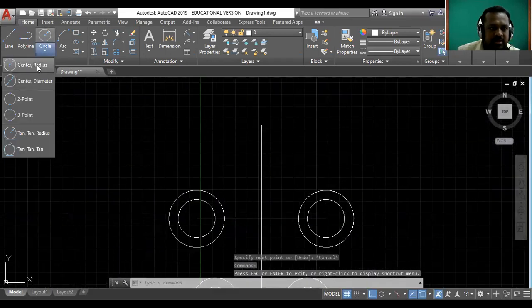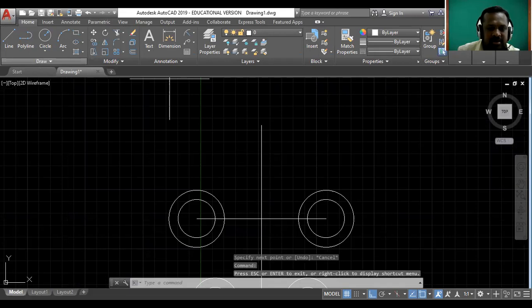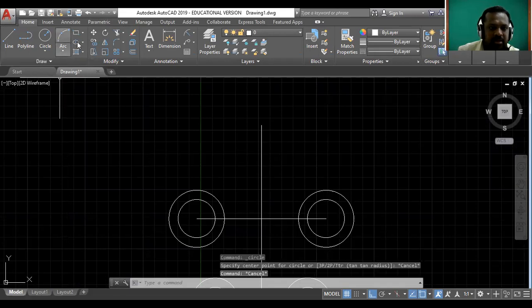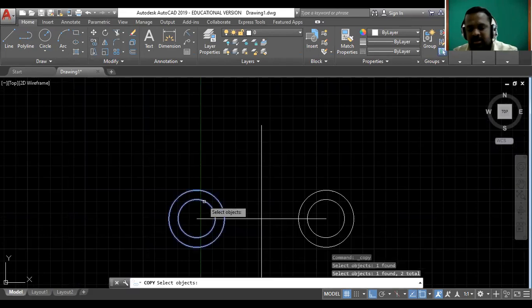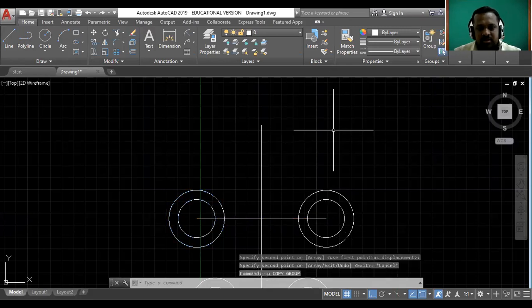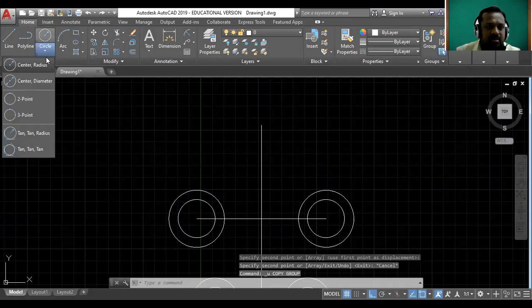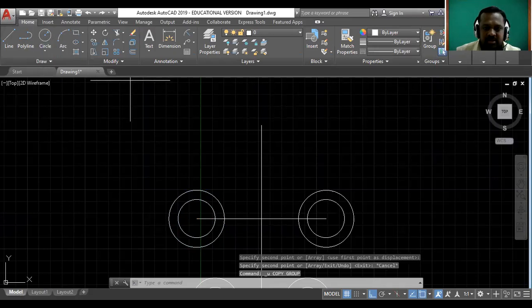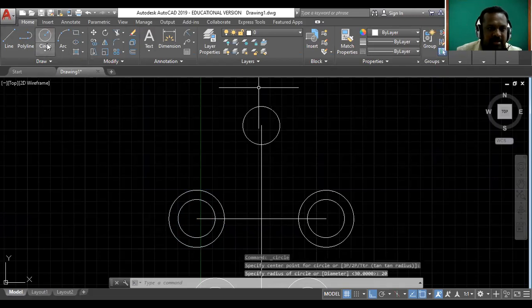Take the circle. Again, I will make a copy of the circles. Enter, escape, because the dimensions are same. No, something is wrong, I will directly draw it. Radius. What is the radius of the circle? R20 and R30.